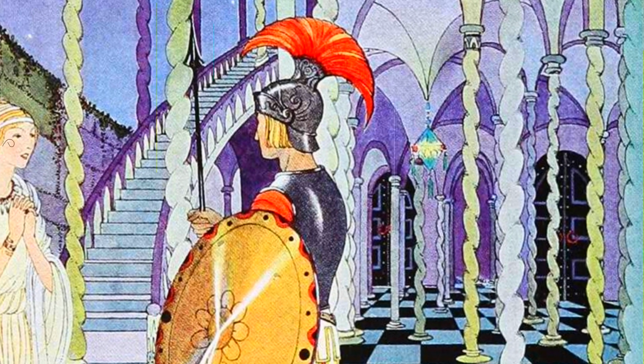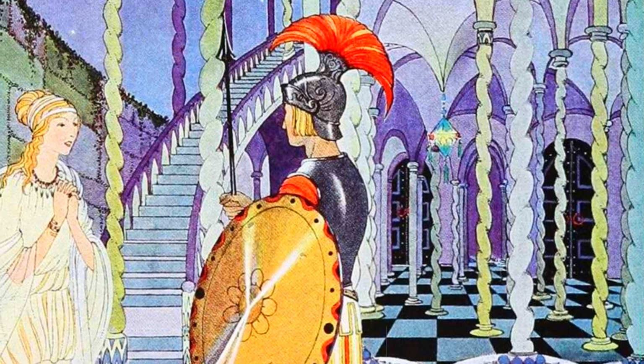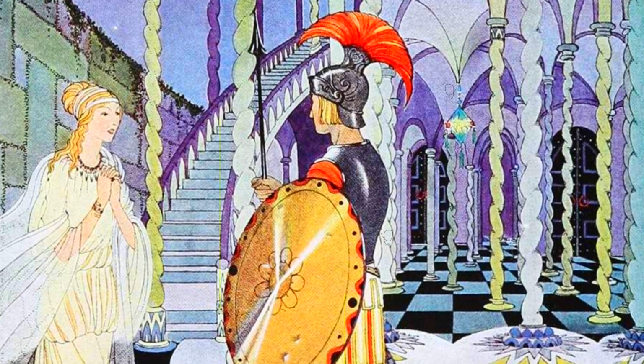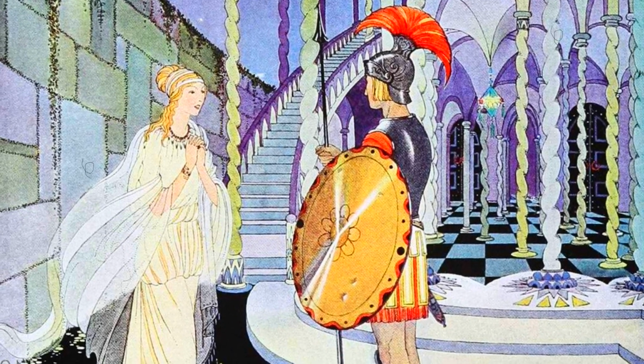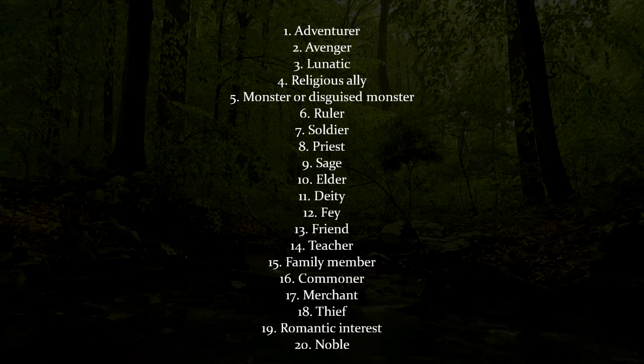Patrons, allies and villains. I have another table to roll on now, 3 times in fact, to generate a patron, ally and villain for my solo D&D campaign. Here is the table. Number 1, Adventurer, 2, Avenger, 3, Lunatic, 4, Religious Ally, 5, Monster or Disguised Monster, 6, Ruler, 7, Soldier, 8, Priest, 9, Sage, 10, Elder, 11, Deity, 12, Fae, 13, Friend, 14, Teacher, 15, Family Member, 16, Commoner, 17, Merchant, 18, Thief, 19, Romantic Interest, 20, Noble.